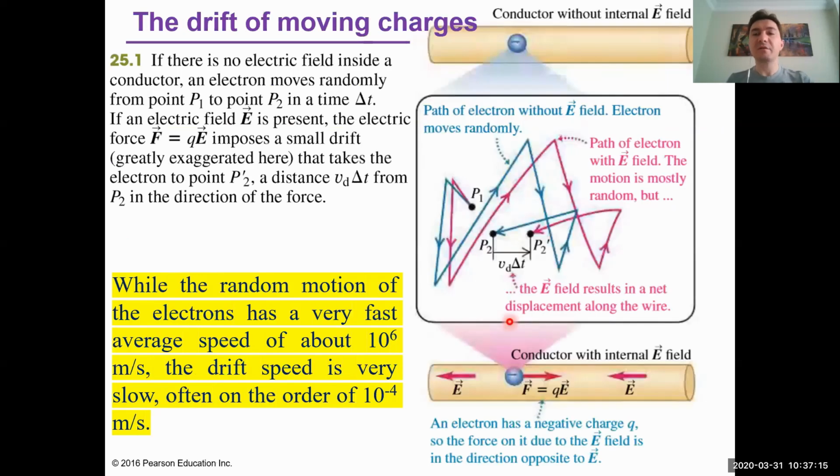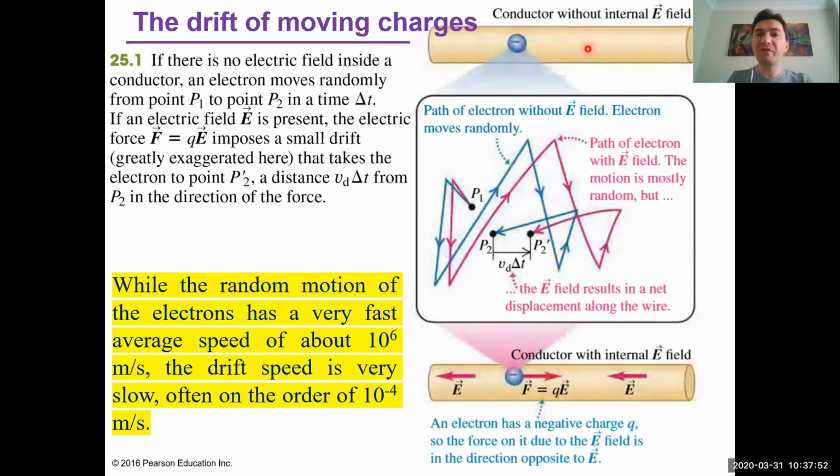Okay, so now let's start with the moving of charges within a conductor, or drift of moving charges. Do you know the meaning of drift? So the word is important, drift of moving charges. Here we have a metal, okay, a conductor without internal electric field. Here we have a negative charge. You can see this is a conducting wire, and there is no electric field.